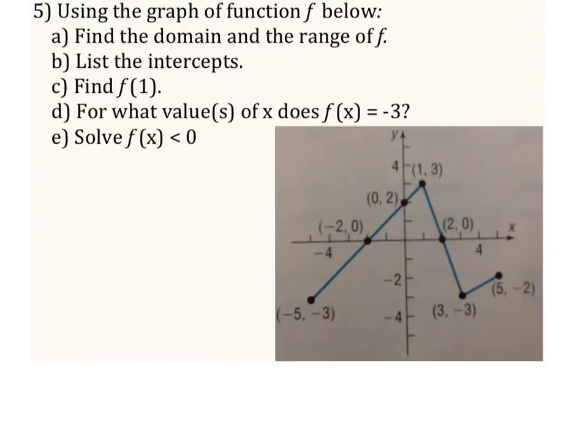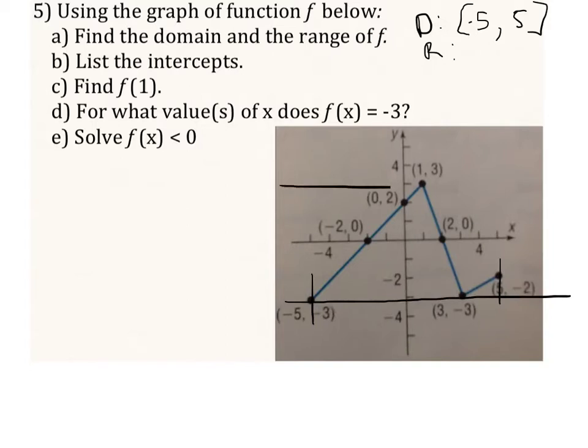Alright, so we're going to use the graph below, and we're going to find the domain and the range of f. Our domain is going to start here at negative 5 and go here to 5. So we include negative 5, and go out to 5. Our range is going to start here at what looks like negative 3 and go up here to positive 3 and go nowhere else. But they're all solid dots, so we include them all.